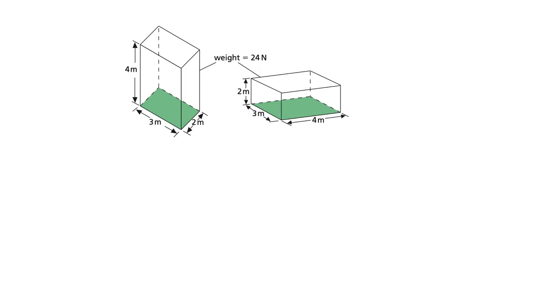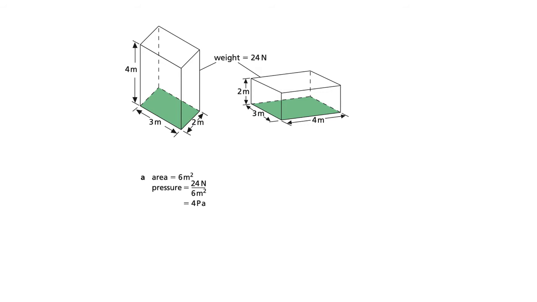If you look at the pressure exerted by the same object on different faces, we'll see that in part A the area again is 6 meters squared, because we have a 3 meter side times a 2 meter side that's facing downwards, the green side. So the pressure is the 24 Newton, which is the weight of the cuboid, or the weight of the box, divided by the area, which is 6 meters squared. So we get 4 pascals. That 24 divided by 6 gives us 4.